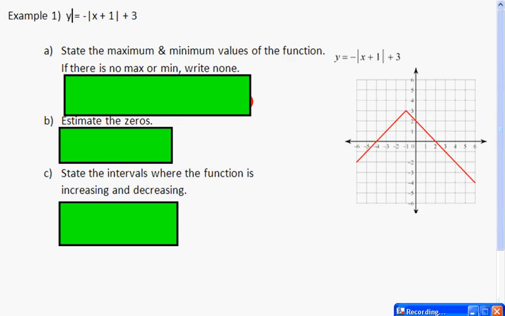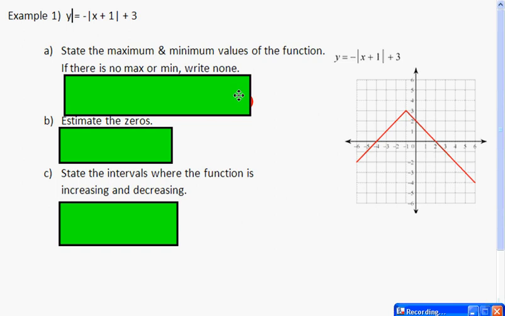In the first half of lesson 24, we're going to talk about the max and min values, how to find the max and min, the zeros, and where the graphs are increasing and decreasing. So our first equation, we have y equals negative absolute value of x plus 1, plus 3. Absolute value is going to create that V-shaped graph. In this case, it would be inverted due to the fact that it's negative.